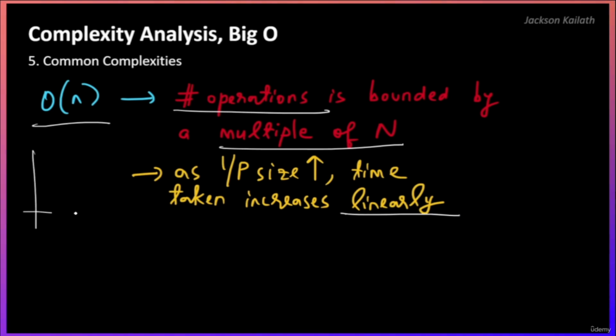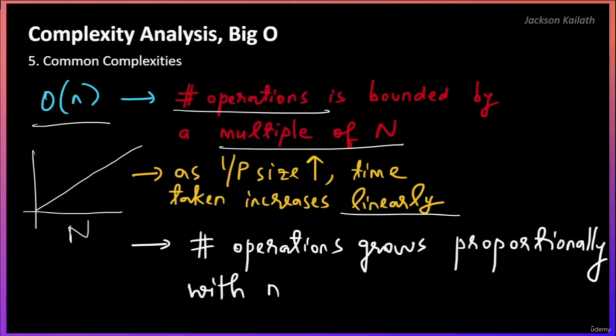So this is a linear increase, right? So that would be something like this. When you have a graph, this is the input size and this is the time taken or the number of operations. So it's increasing linearly, which looks like this. All right. Now we can also think of it in this manner. The number of operations grows proportionally with n. That means as n increases, the number of operations grows proportionally. So these are different ways of thinking about a time complexity of order of n.